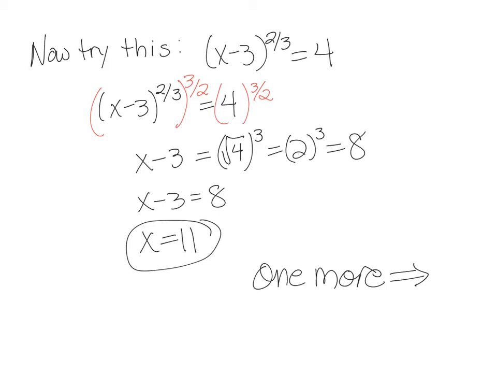So now try this. We have blob to the power. Well, we're just going to flip that power over and raise both sides to the 3/2. So we've got blob to the 2/3 to the 3/2 is just blob to the 1. 4 to the 3/2 is the square root, and then cube it. So the square root of 4 is 2, cube the 2. We get the stuff in the parentheses equals 8. Add the 3 to both sides. Boom, you're done. Let's try one more.